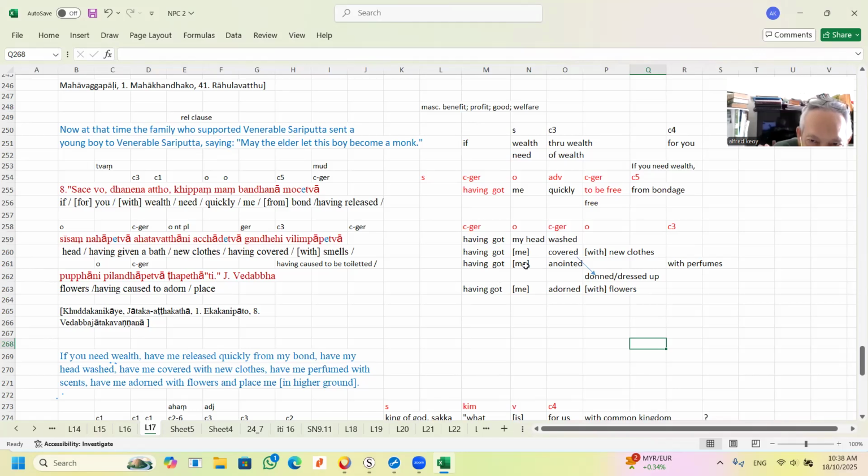So I still put "me" because this refers to the same object, no doubt there is one object in the sentence. In English, you can put two because it's reversed. After that, you can take it out, just to show that you can. Can you see the next one? Having got me adorned with flower. This is this part.